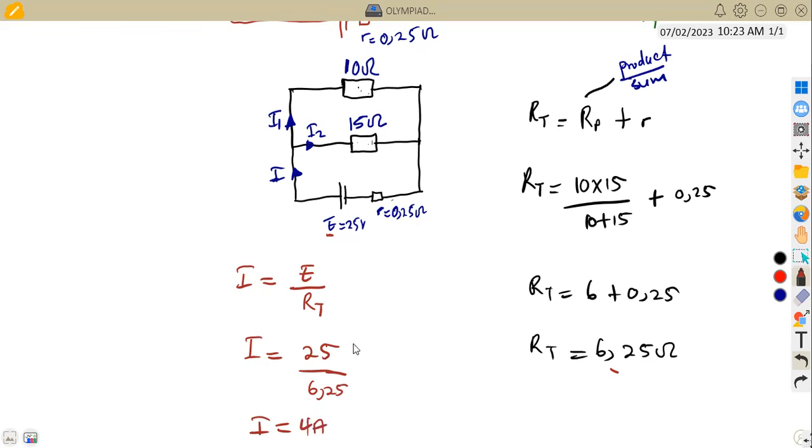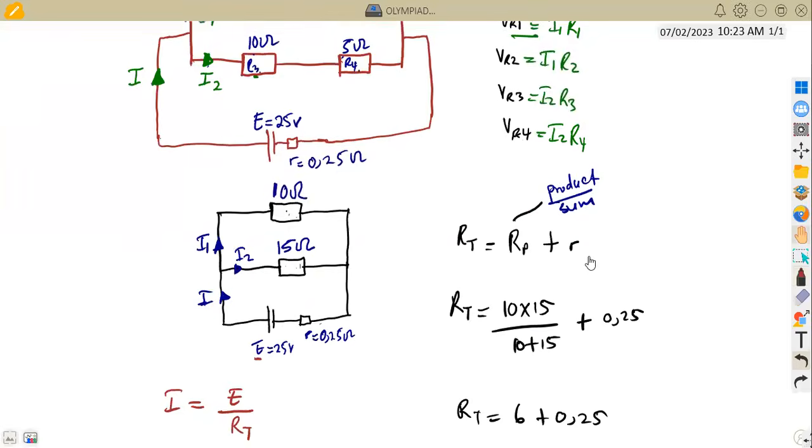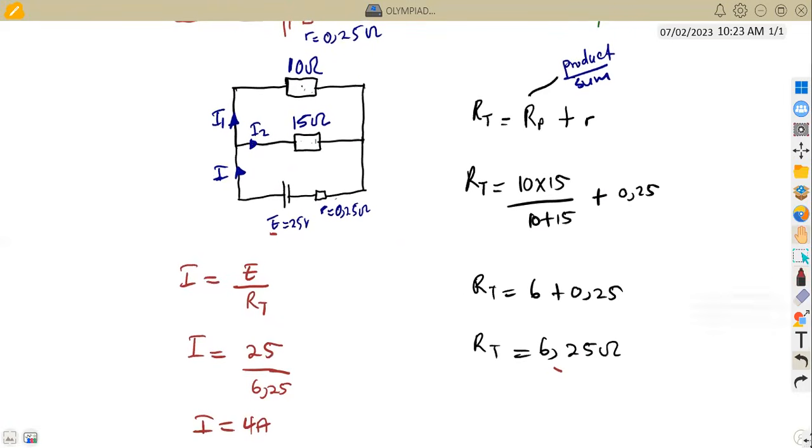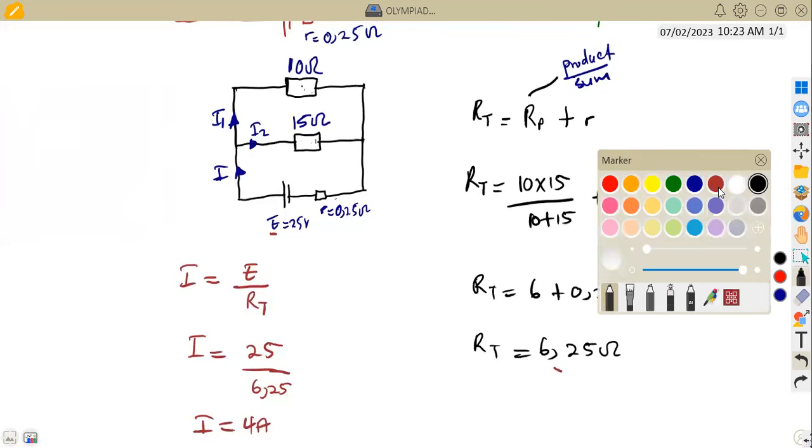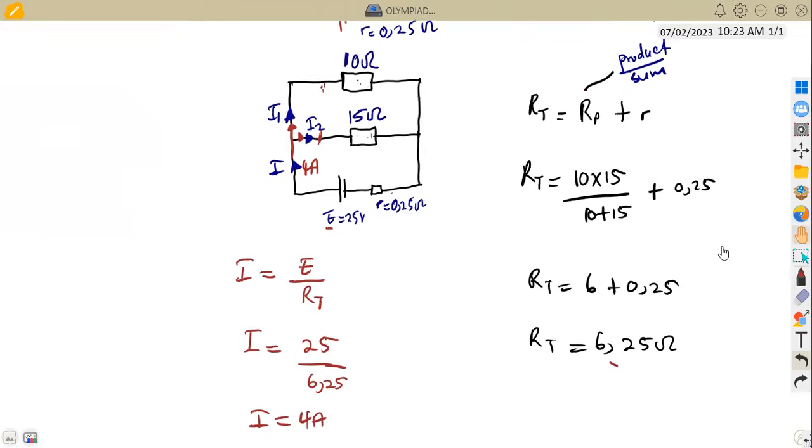Remember, our focus is to calculate I1 and I2. These are the currents which are missing to calculate the voltage. So how can we calculate I1? From this diagram, we can see the total current of 4 amps branches into this branch here and also into this branch. So we can apply the current divider rule to calculate I1 and I2.